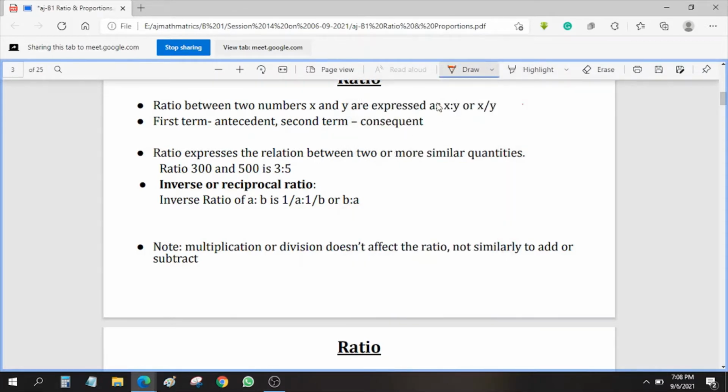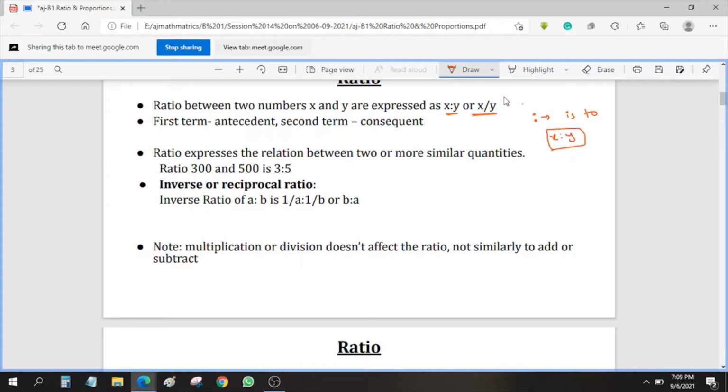Between x and y is expressed as x is to y, or x by y. These two dots we call "is to". X is to y or x by y, both are the same. And if the question says something like this, what we can understand is the ratio between x and y.